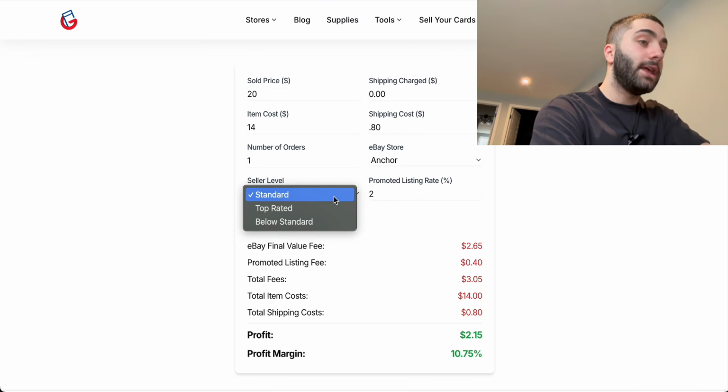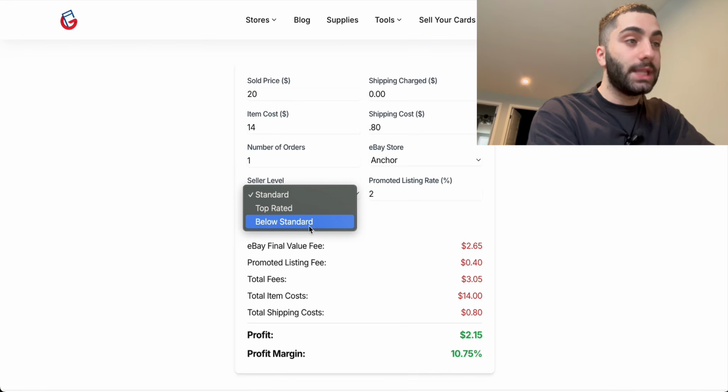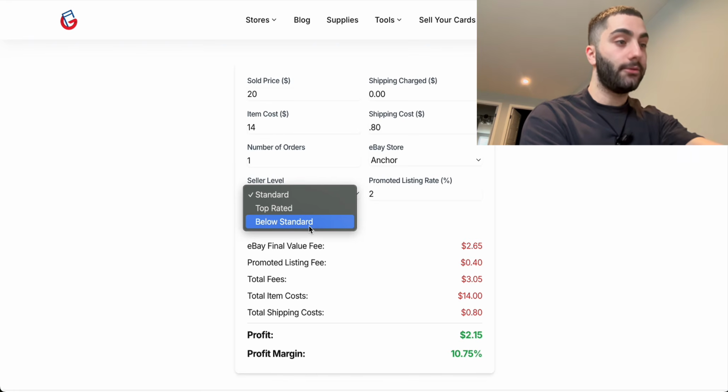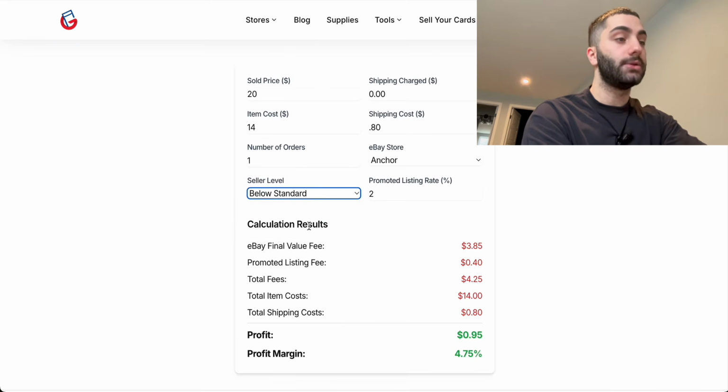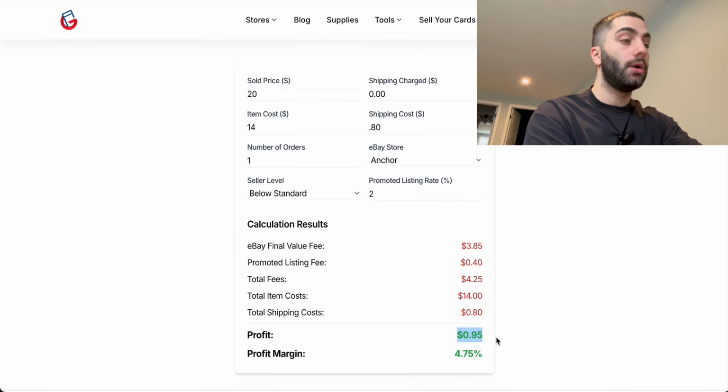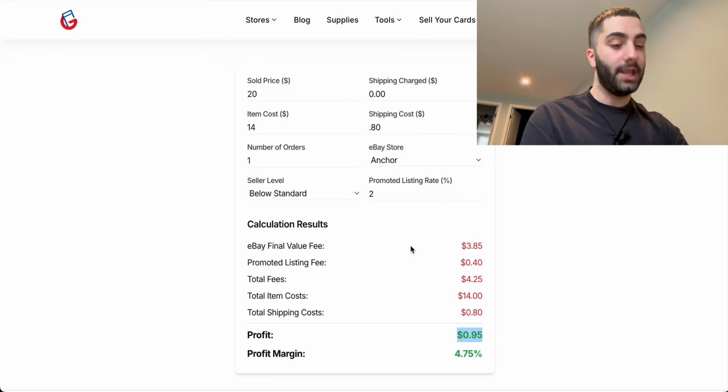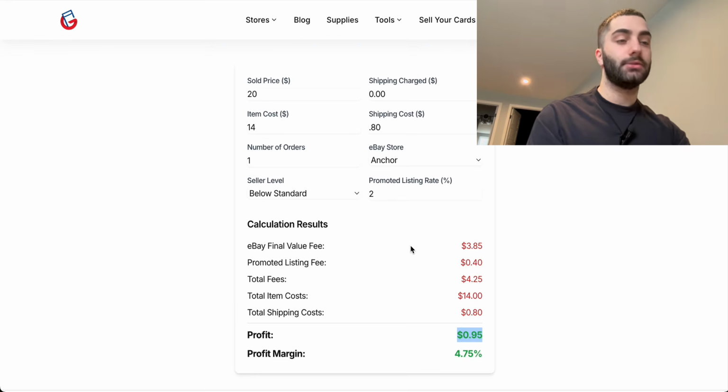Another thing that you really need to look out for is below standard, because right now you're profiting $2, but let's say you're below standard, it goes down to 95 cents. So it's very hurtful for the store if you are below standard. So definitely stay on top of your negative defects, resolutions with buyers, and tracking rates. Do everything properly and you won't run into this issue.